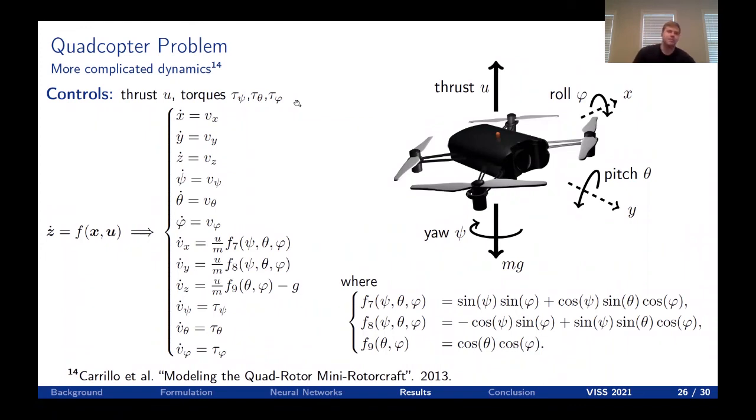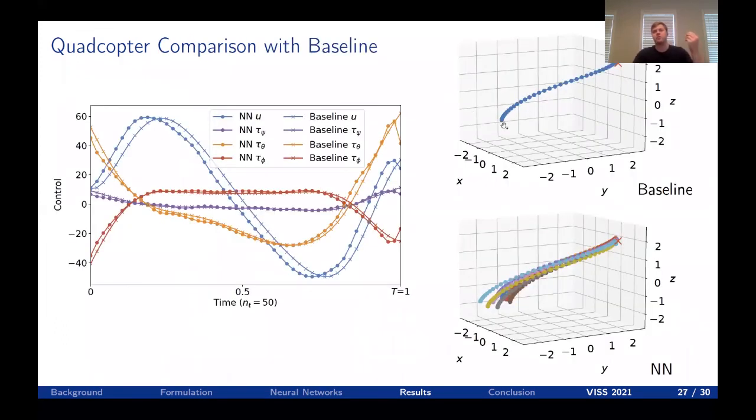So here are the dynamics that we took from this paper, Creo et al. And we wanted to see if our neural network could solve that problem. And what we would do is we would just start it from some point and see if the model could get it to some sort of target position. So the baseline would look something like this.